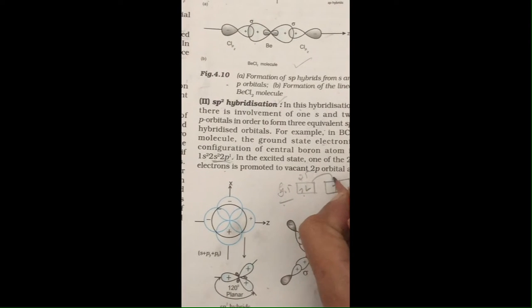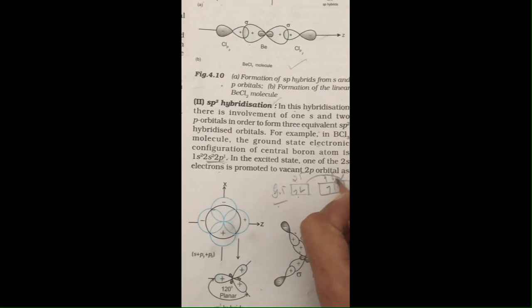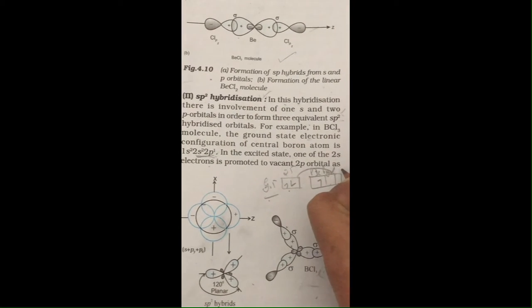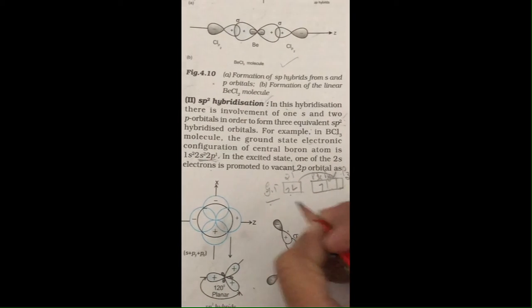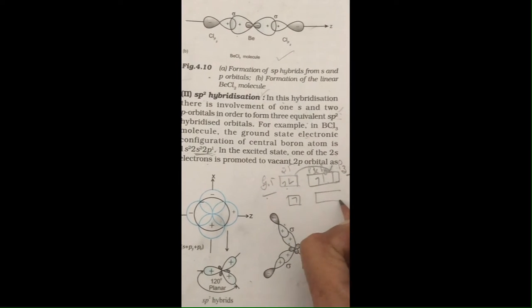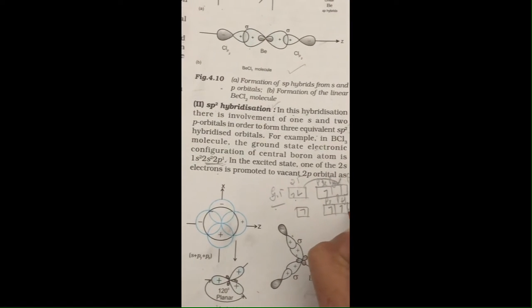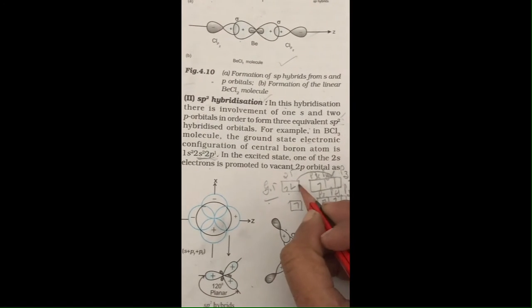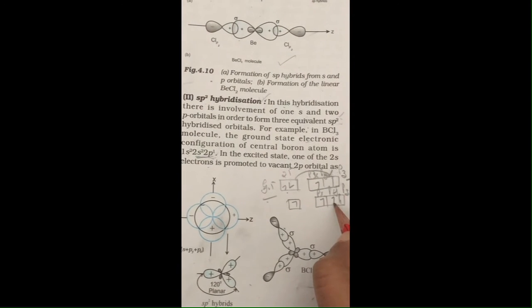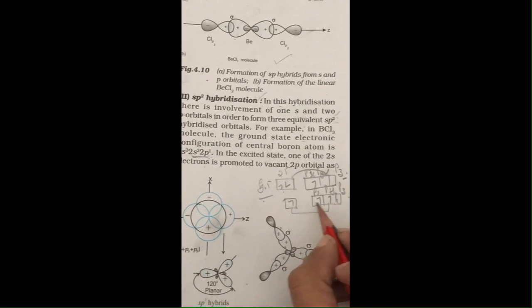So I can excite this electron to the empty p orbital, that is the py orbital. This is the px and that is the pz orbital. Clear? So the excited configuration we will have is this: px, py and pz. Now you can see here, after excitation of the electron, there are a total of 3 orbitals that are hybridized, that will be of the same energy.